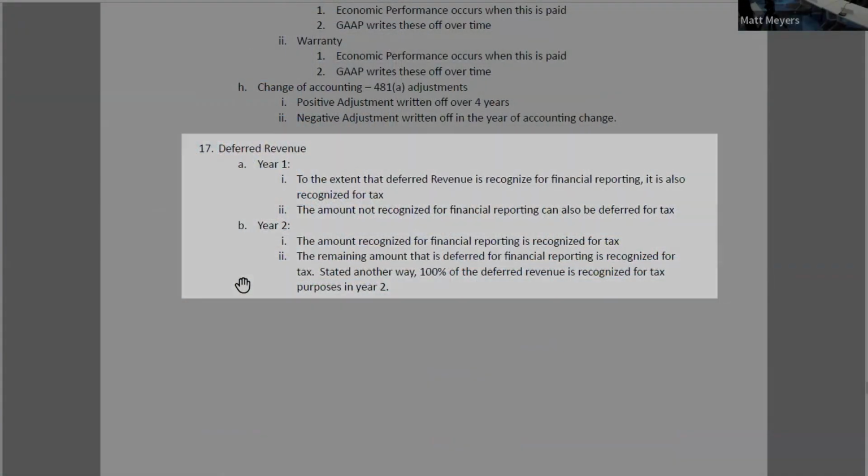Okay. Matt, who you want to call on? Let's go Carter. Carter, what's this say? Deferred revenue, year one, to the extent that deferred revenue is recognized for financial reporting, it is also recognized for tax. The amount not recognized for financial reporting can also be deferred for tax. Year two, the amount recognized for financial reporting is recognized for tax. The remaining amount that is deferred for financial reporting is recognized for tax. Stated another way, 100% of the deferred revenue is recognized for tax purposes in year two.